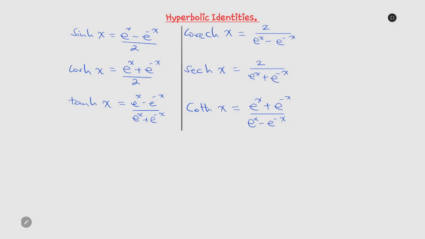Okay, with these you can work out any hyperbolic identities, but remember that for us to come up with all these others, we had to just know these two. With these two you can derive this one, and this one. Okay, wonderful. Let's get to some examples.